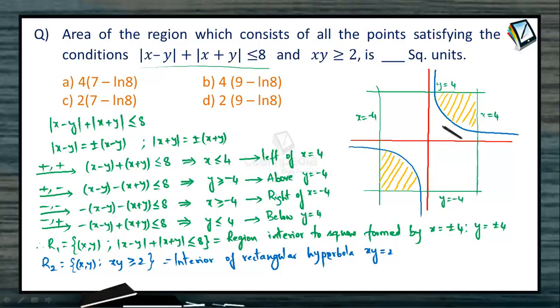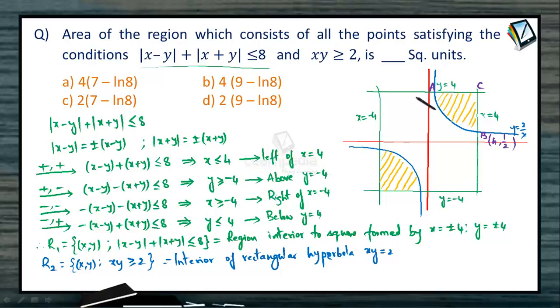Yes. To calculate the area in the first region, we need to identify the points of intersection of these two curves. Say this is the point A, this is the point B and this is the point C. Now how will be the point B? It is the point of intersection of the curve y equal to 2 by x with the line x equal to 4. So the coordinates of B would be 4 comma 1 by 2.